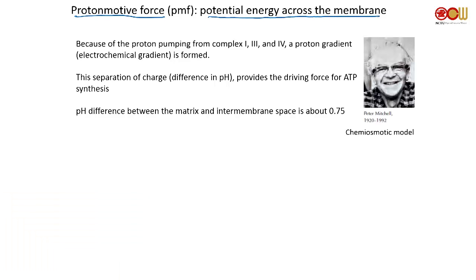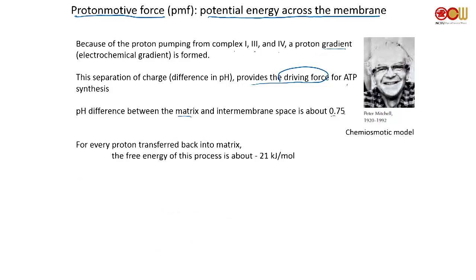Now because of the proton pumping from complex 1, 3, and 4, a proton gradient or electrochemical gradient is formed. This separation of charge or difference in pH provides the driving force necessary for ATP synthase. Typically the pH difference between the matrix and intermembrane space is about 0.75. It's not a lot, but if you think in terms of pH being a log scale, it is quite large. It's close to 10 times the difference.